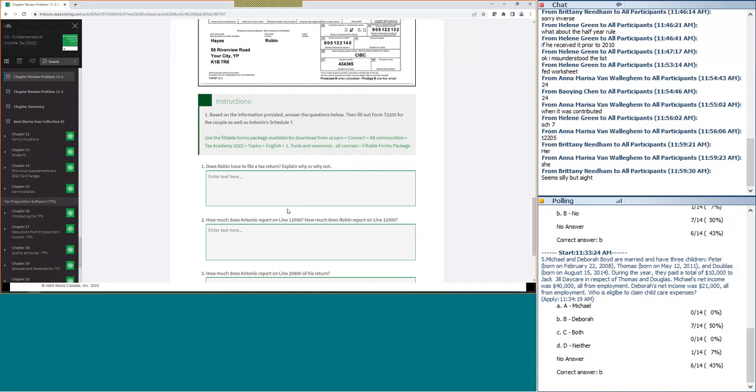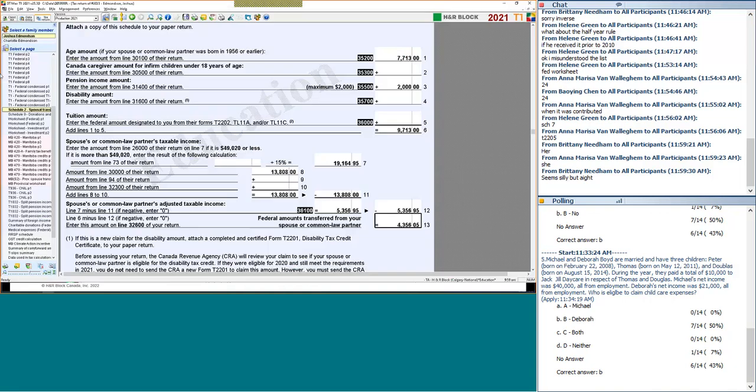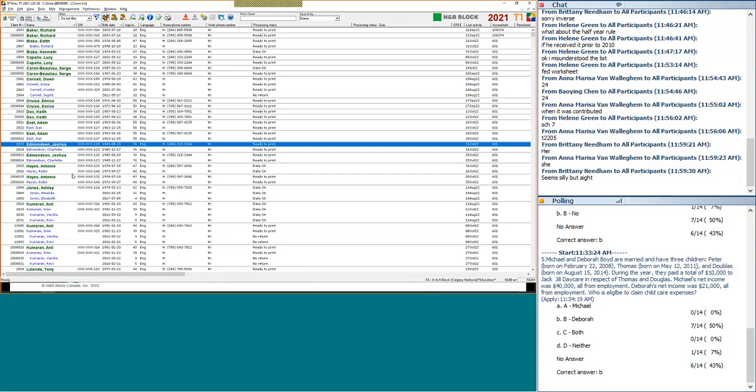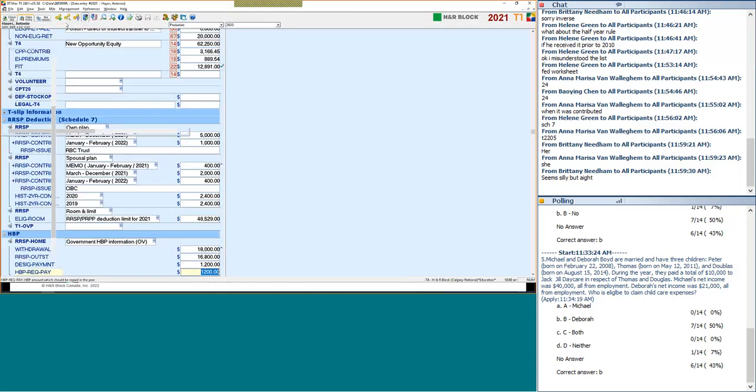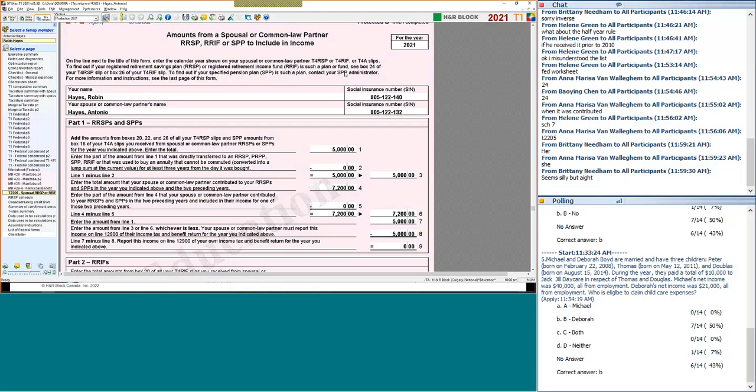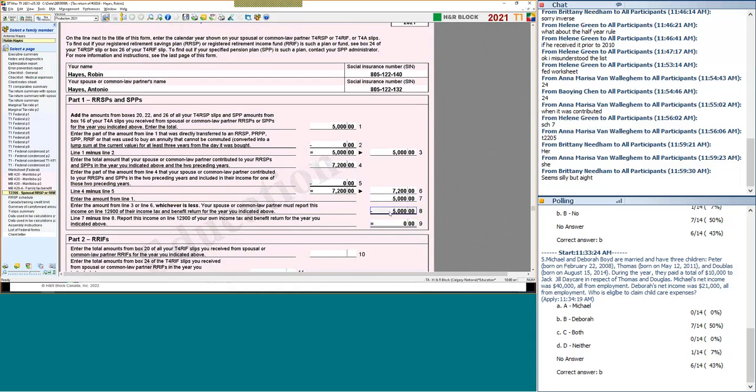All right. How much do they each report? Well, we need to see the T2205 to do that. So I'm going to show you my T2205. I go into Robin's return. We're going to have the tax year 2021. She took the money out. She's the annuitant. He's the contributor. She took $5,000 out. He put $7,200 in between this year and the previous 2 years. That's more than $5,000, so all of it is going to go on his return. He is going to report $5,000 as T4 RSP income. She's going to report $0, and that's how the answer is going to go.